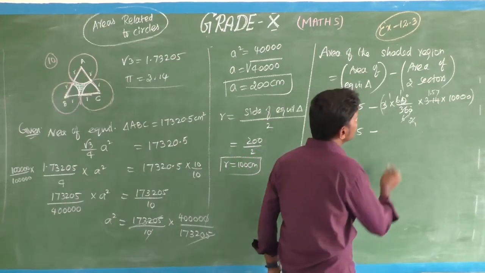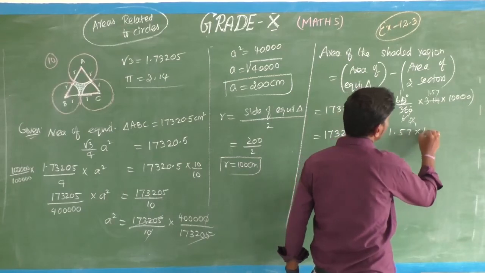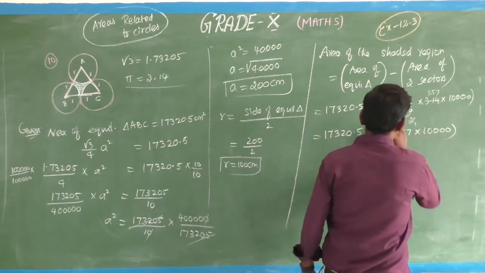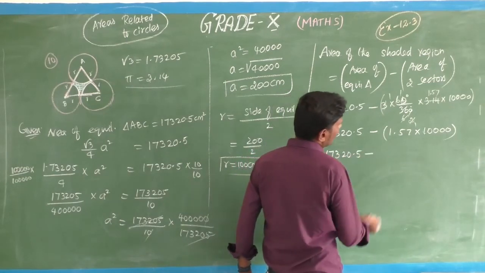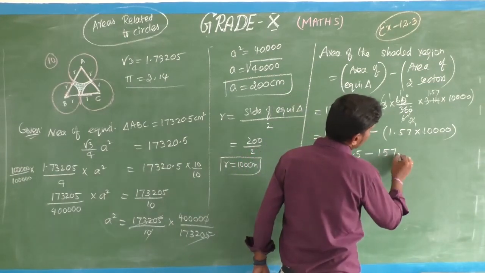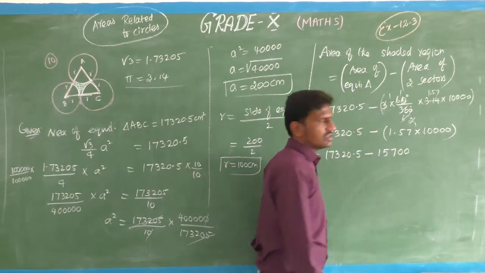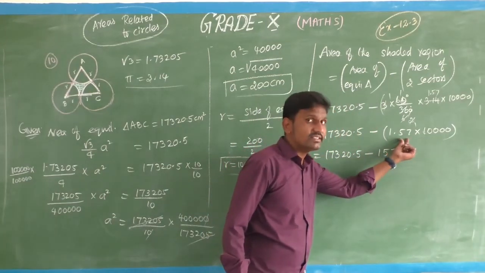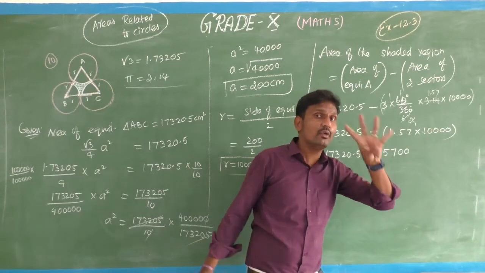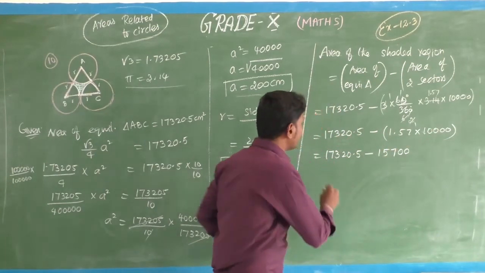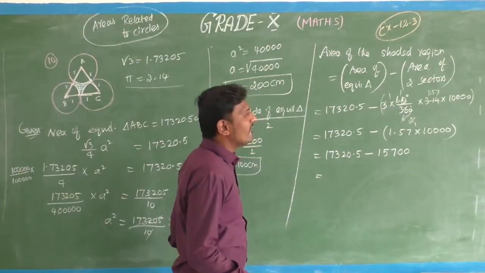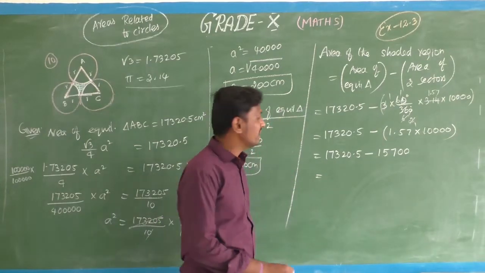17,320.5 minus I have 1.57 into 10,000. So the final answer is 17,320.5 minus 157, and the excess 2 zeros are there. Because you have 2 decimal places, but you are going to multiply that by 4 places of zeros. So you get it by this. Subtract these two numbers to get the final answer. What is the final answer?